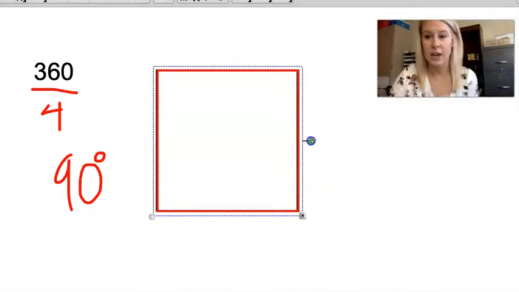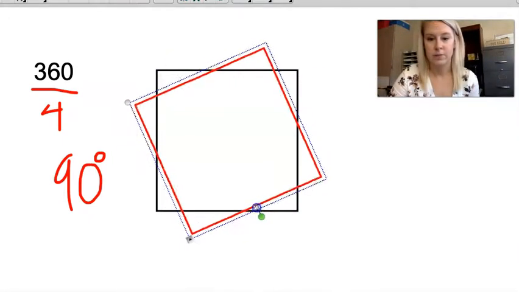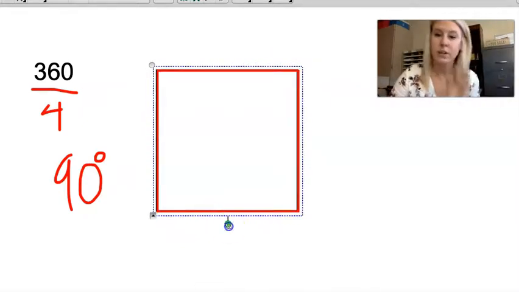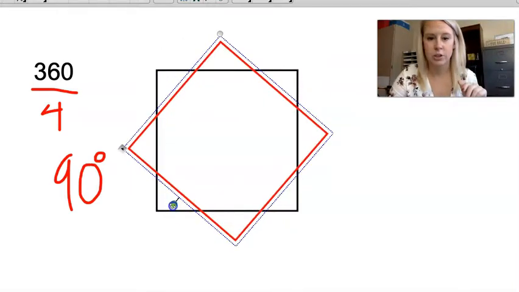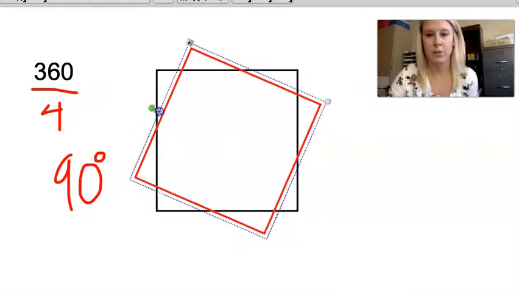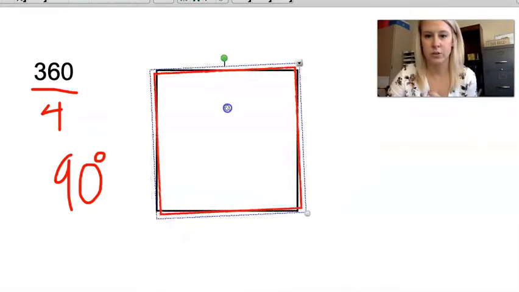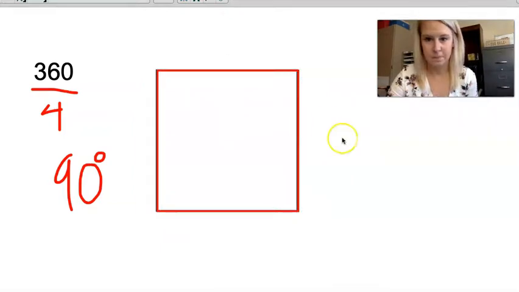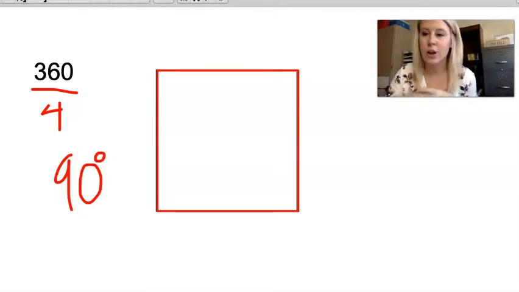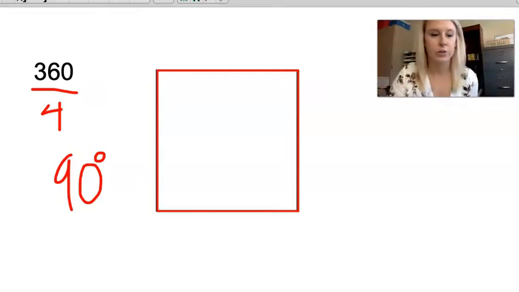If I want to turn it again, that would be 90 and 90, which is 180. And then if I want to turn it one more time, that would be 90, 90, 90, 270. And then if I want to go all the way back to the original, 360. Okay? So that's just another example of how to find rotational symmetry, and I hope that visually helps you see it.